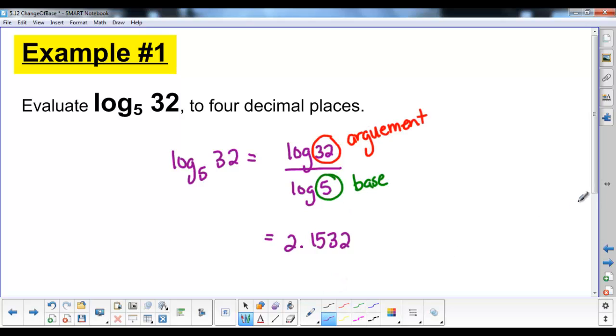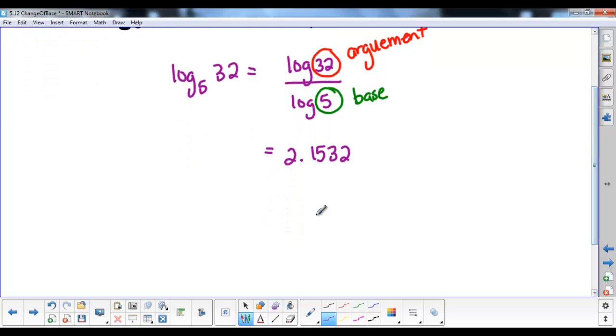And we can actually double check our work if you want to. So double check that 5 to our exponent, 2.1532, is very close to 32. And the more decimal places we have, the more and more closer we would get to 32.